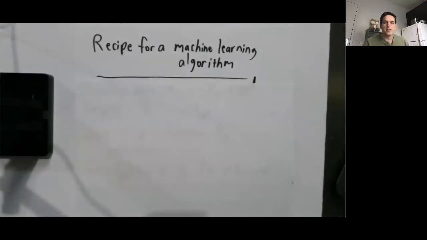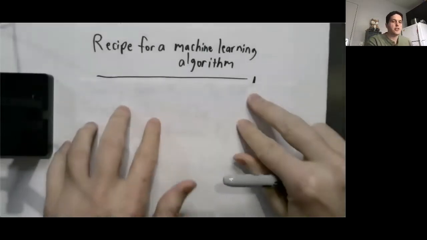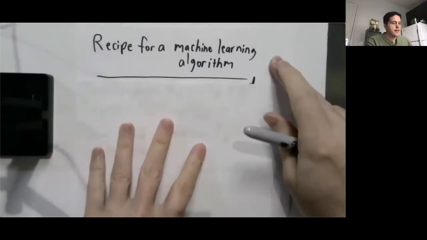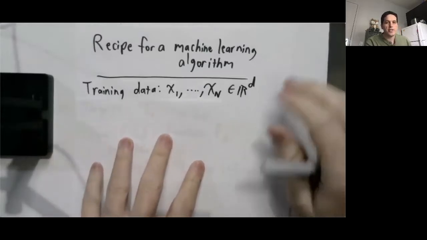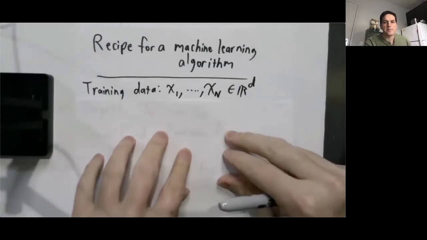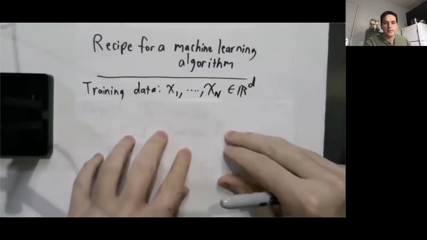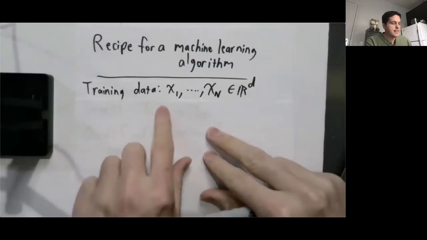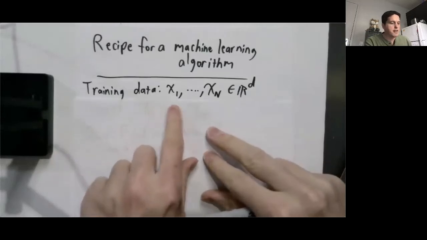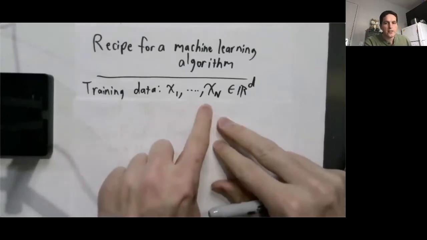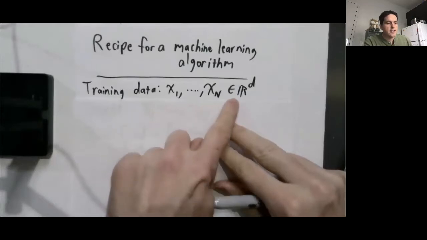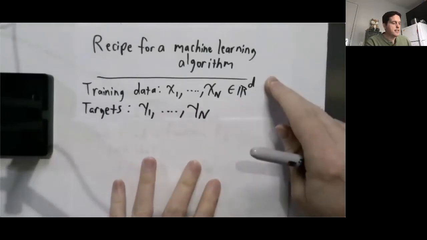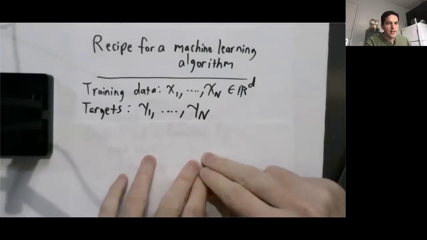Before I explain what regularization is, I want to give a general recipe for a machine learning algorithm. So here's a very general pattern that contains many specific examples of machine learning algorithms. We're given some training data consisting of a list of feature vectors, x1 through xn. Each feature vector is a vector in Rd, so each feature vector has d components. We're also given corresponding target values.